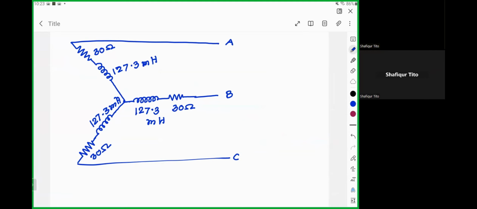Branch is having a resistor 30 ohm and a coil. Coil is the inductor. So that is given 127.3 millihenry. And they are connected with the 3 line. And this is a star connection.